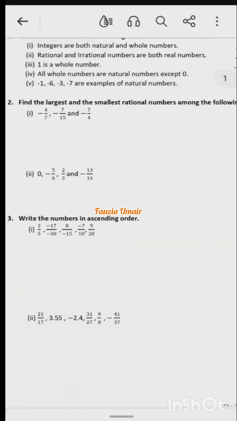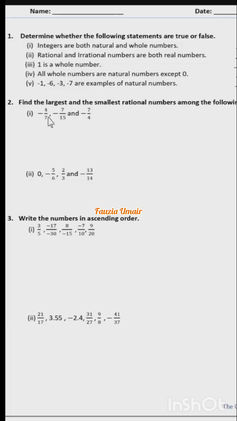Question 2 is: find the largest and the smallest rational numbers among the following. Okay? I want you to have your notebooks with you so that you can tell me the decimal values of these three fractions. So I want you to divide it. You know how to do it. 4 will go inside the division, and 7 will be the one which will be dividing. So please divide it and tell me the answer. What is the answer of 4 by 7?